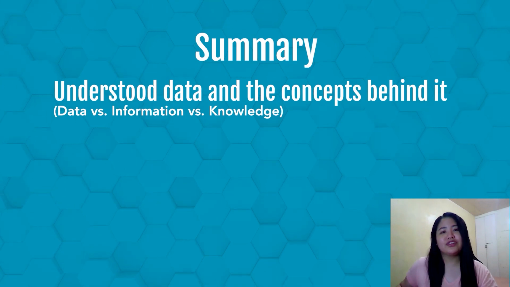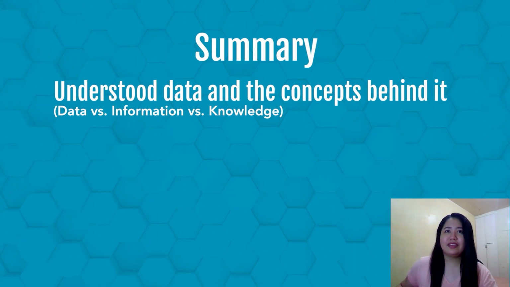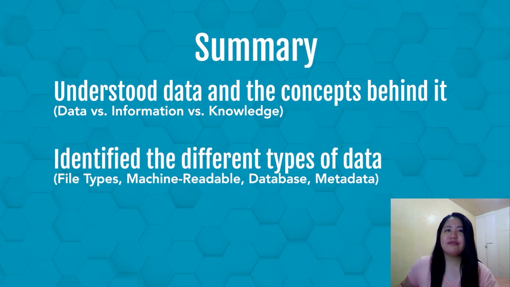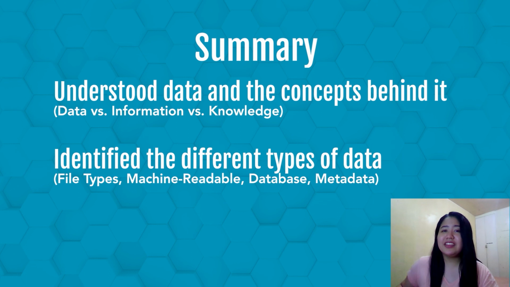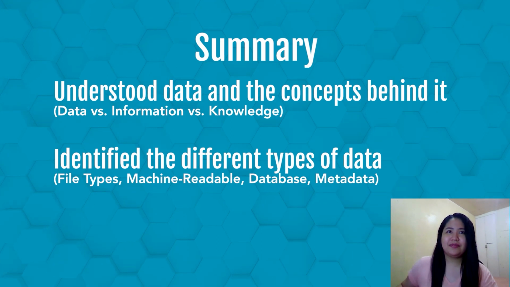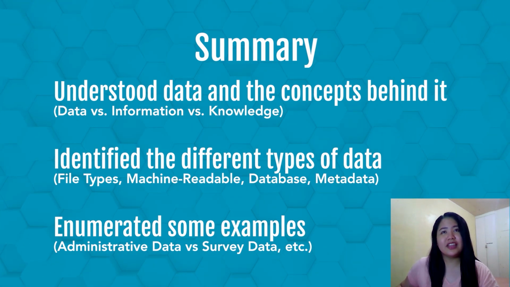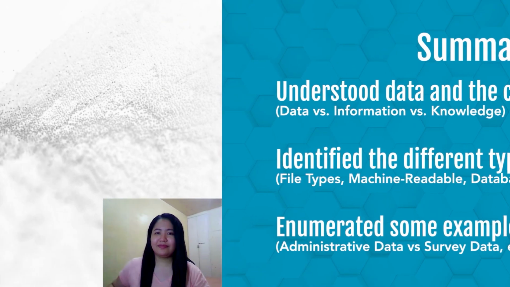Okay, to summarize, today we've learned what data is and the concepts behind it. Data versus information versus knowledge. Next, we identified the different types of data. File types, machine readable, database, and metadata. Finally, we enumerated some examples. Administrative data versus survey data, etc.